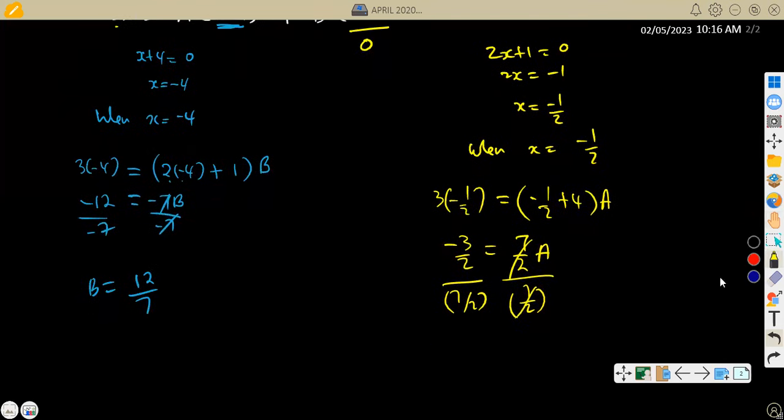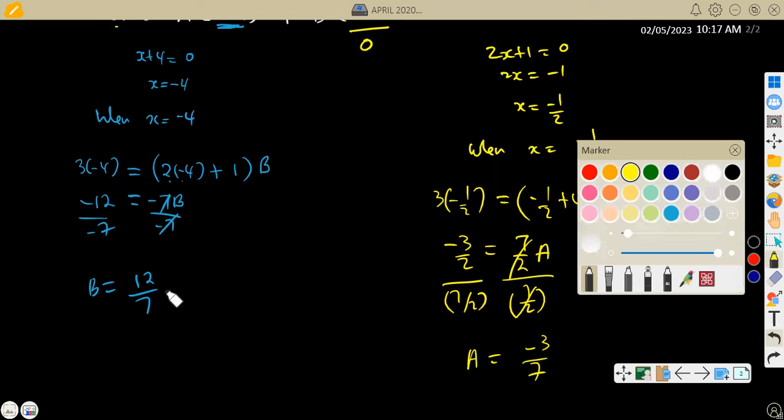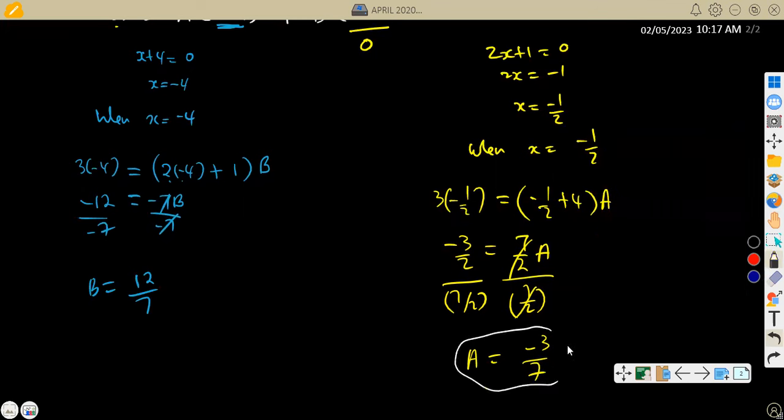So our a is going to be negative 3 over 2 divided by 7 over 2. Put this 7 over 2 in a bracket like this, okay? This is going to give you negative 3 over 7. All right, so I've got the values of A and B in this case, okay? So here is our A, and we've got our B here.